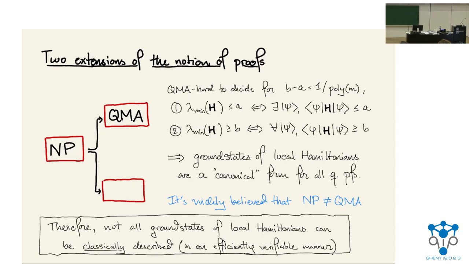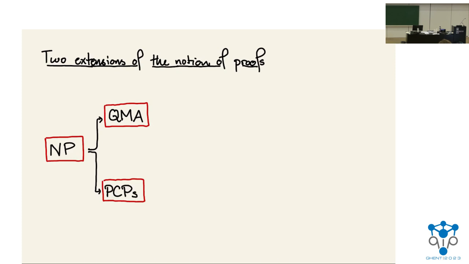And now this is amazing, because seemingly out of nowhere, we've arrived at a statement about the complexity of physical systems purely from computational means. We're saying something about how hard it is to describe quantum systems, and this is just coming from computation. Okay, so let's keep this boxed idea in mind, and go on to the other extension of proofs.